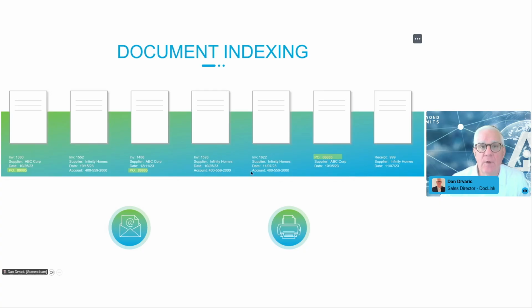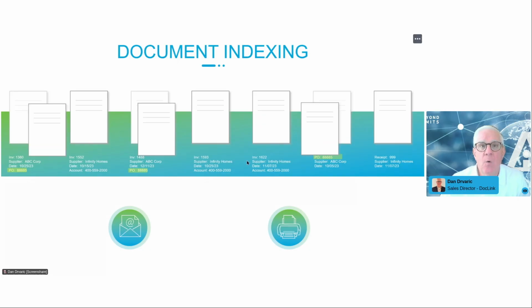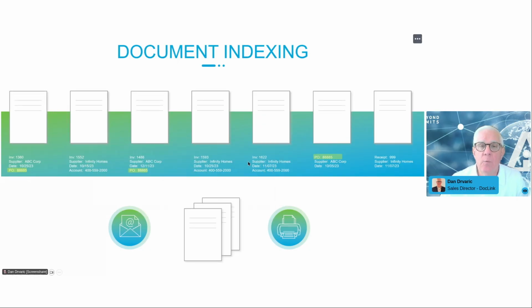So by entering those few criteria, when we click the search button, we will automatically retrieve and present back to you from the DocLink Intelligent Document Hub all of the documents that meet your search criteria. And we'll do it very quickly for you.